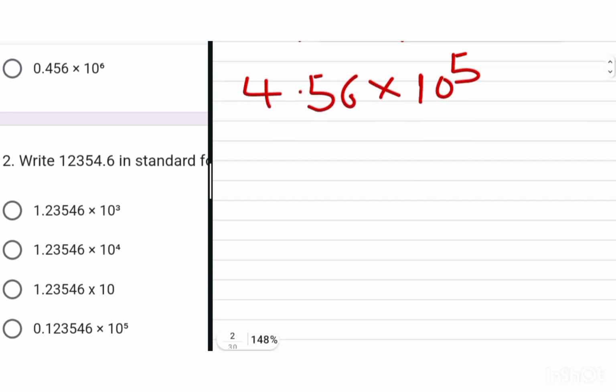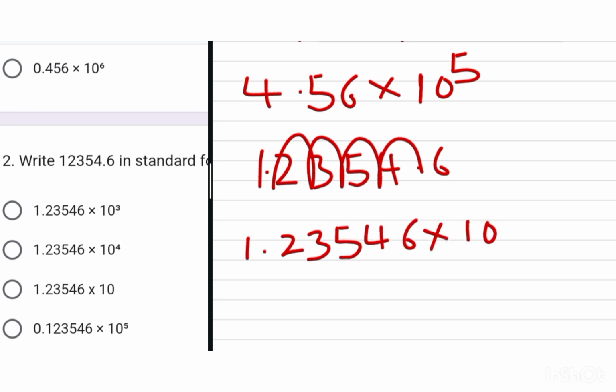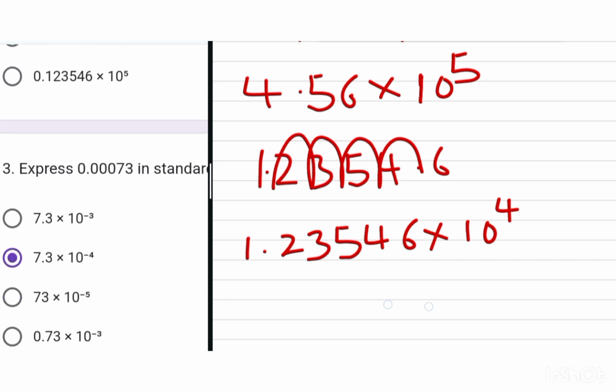The next question, express 12354.6 in standard form. Same method, put the decimal point in front of the first significant number, in this case 1. We also move the decimal point 4 places, so our answer becomes 1.23546 times 10 raised to the power 4.